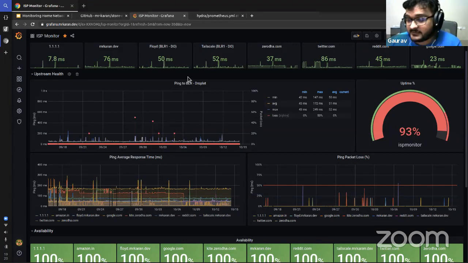I can give my take. So I'm not using Prometheus at all for my use case. I'm using InfluxDB, only InfluxDB. There's no Prometheus in my entire setup. What about you, Karan? Yeah, so I don't have InfluxDB at all in my stack.